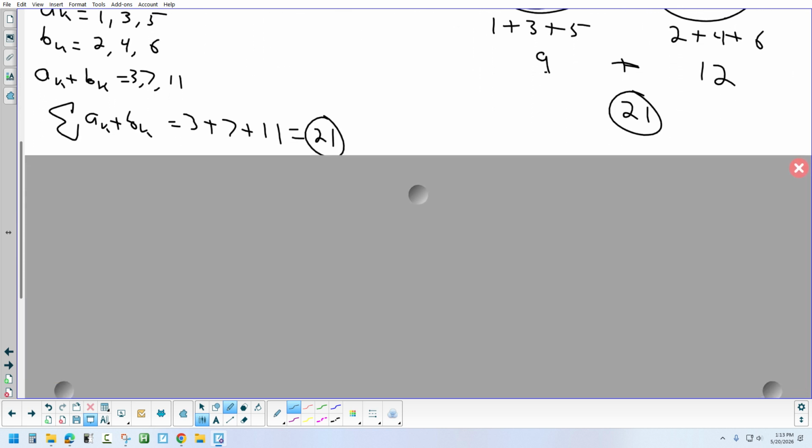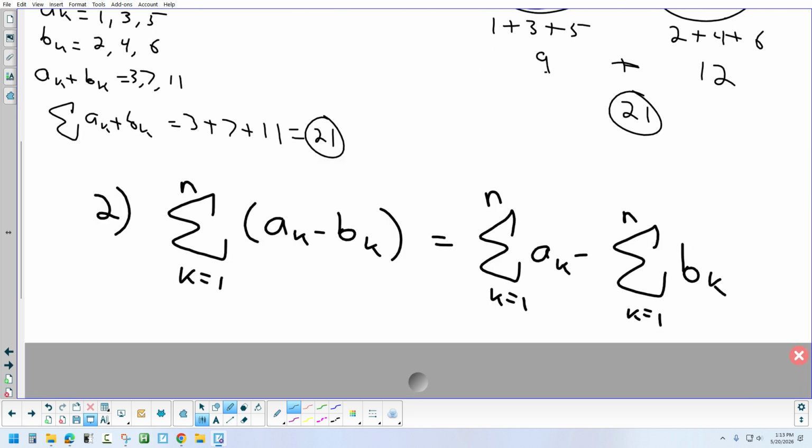Now, that rule works for addition. The exact same rule works for subtraction. I'm not going to do it with numbers this time. But the way on the left is telling you to find the difference between each term in the sequence, get all those answers, and then add them up. The way on the right is telling you to do what we did up above. Add up all the numbers in the first sequence, add them all up in the second, and then subtract the results. Again, just another rule for taking two sigmas and combining them into one, or taking one and splitting it into two.